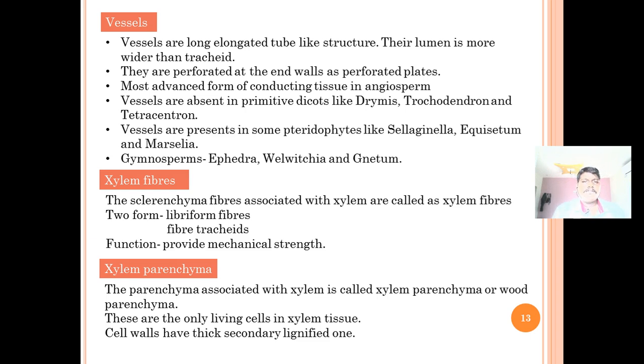Vessels are long tube-like structures. It is a very advanced form of conducting tissue, especially found in angiosperms. Their walls end with perforated plates, through which water conduction goes from one vessel to another vessel. Vessels are absent in certain dicots.